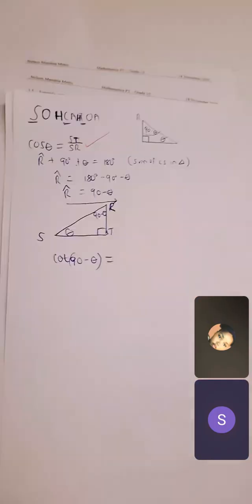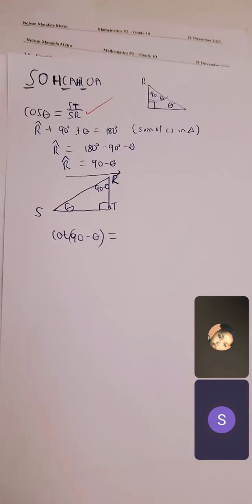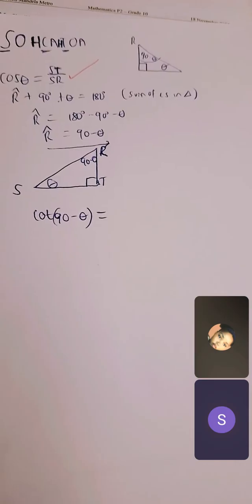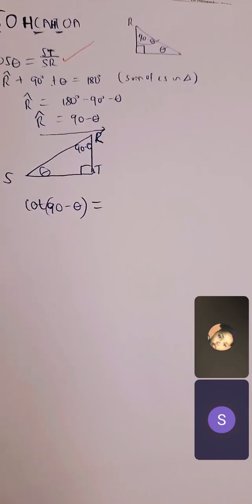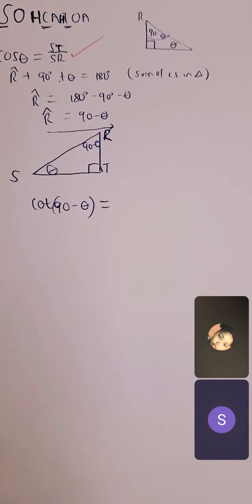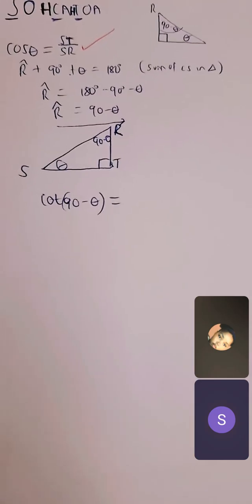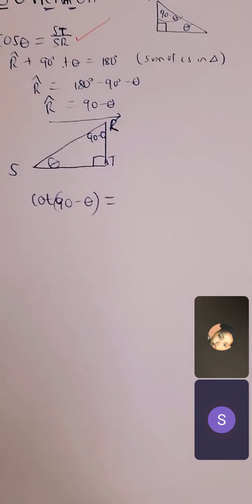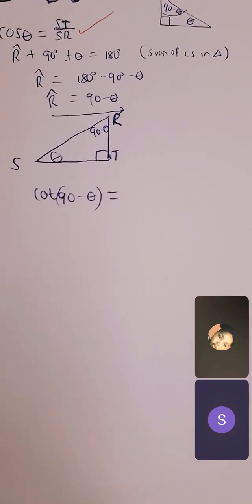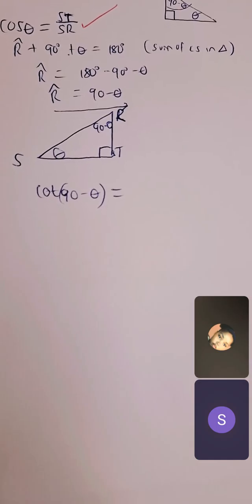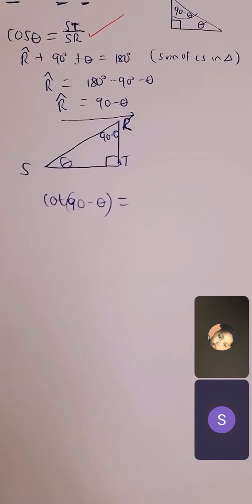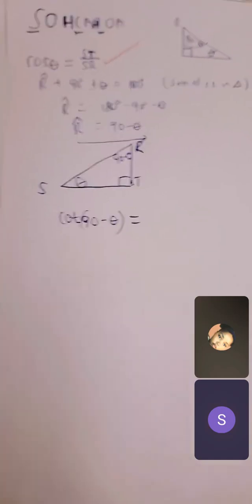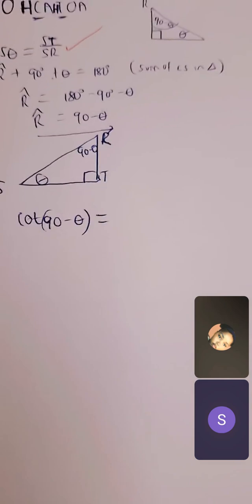Doesn't cot stand for 1 over tan? Yes. If it's 1 over tan, you just place the ratio of tan upside down. Asenati's got some good things to say. So then what would be cot of 90 minus theta? It would be adjacent over opposite. Very good. Adjacent over opposite. Which is what?